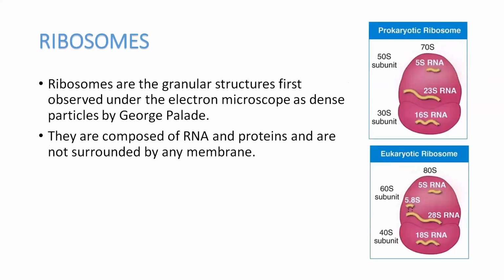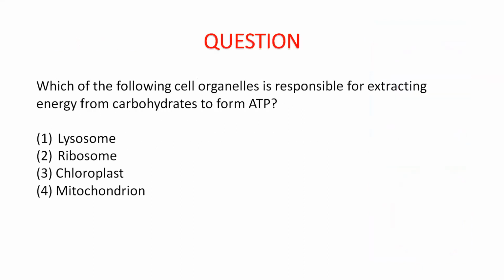So with this knowledge of these cell organelles, let us have a quick revision or exam type of thing for the concepts we have learned today. The first question is: which of the following cell organelles is responsible for extracting energy from carbohydrates to form ATP? Those who have accessibility can type the answers in the chat box. Energy formation is mitochondria.